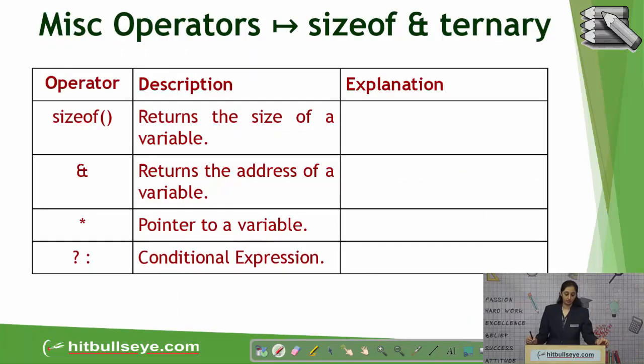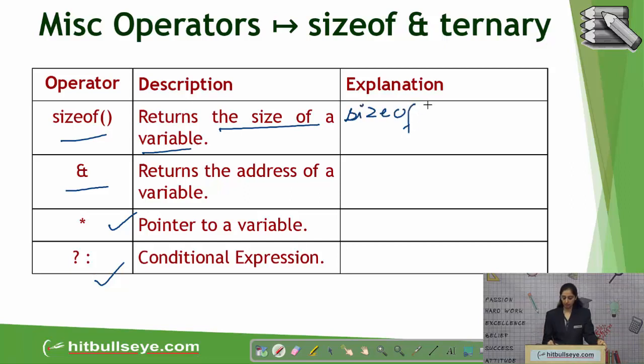Some miscellaneous operators: sizeof, returning the address, pointer and the conditional expression. Sizeof will return the size of the variable. For example, sizeof x, where x is an integer, will return 4, the size of that variable, right? The address operator returns the address of that variable. The pointer operator is called the pointer. We are going to discuss it in later sessions.